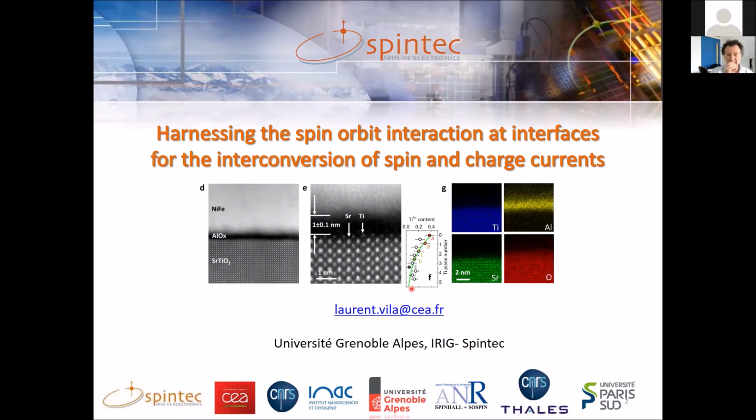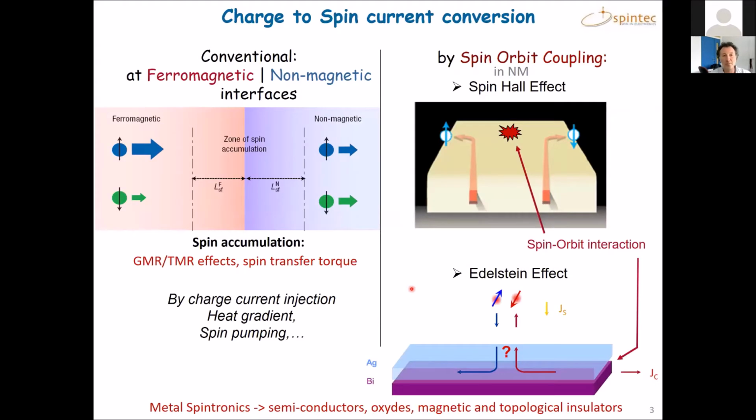So conventionally, we have used ferromagnetic, non-magnetic interfaces to inject spin current. It leads to magnetoresistance effects and spin transfer torque effects. This can be done by applying a charge current, but also by heat gradient, spin pumping, and so on. In that case, in the case of the charge current, the flow is transverse to the interface, at least in the CPP condition, which is of main interest.